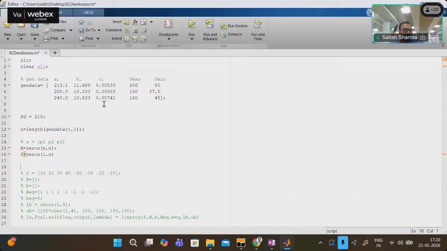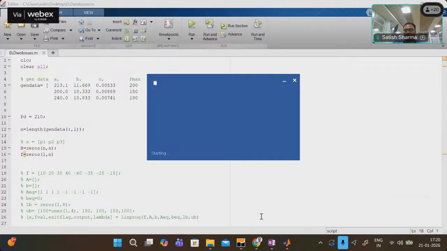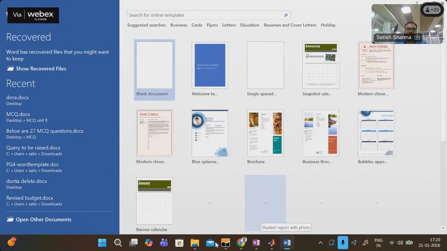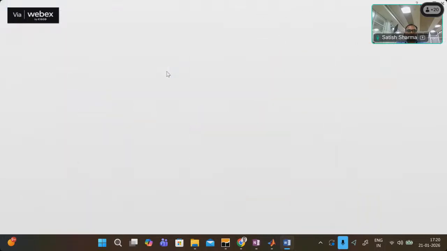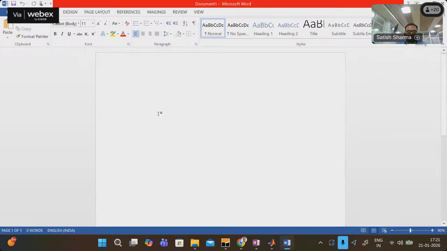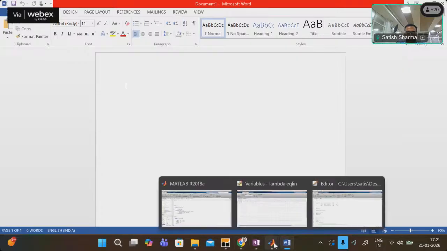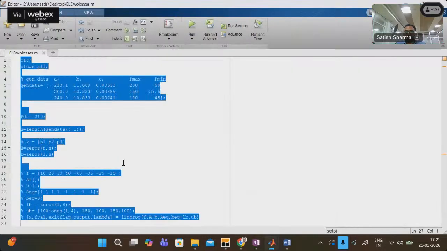So what we can do is, okay, let me think. Can we do that in Word? I will put the entire code in the Word, and then we can move it to the MATLAB. So let me copy paste everything from there to here. Editor, Control A, Control C.